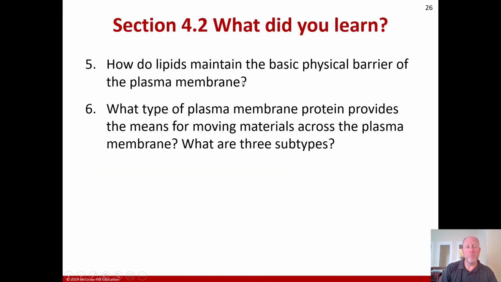So you should be able to now look back and note what lipids maintain the physical barrier of the plasma membrane, what type of plasma membrane proteins provide the means for moving materials across the plasma membrane, and what the three subtypes are. And we'll come back to section 3 shortly.